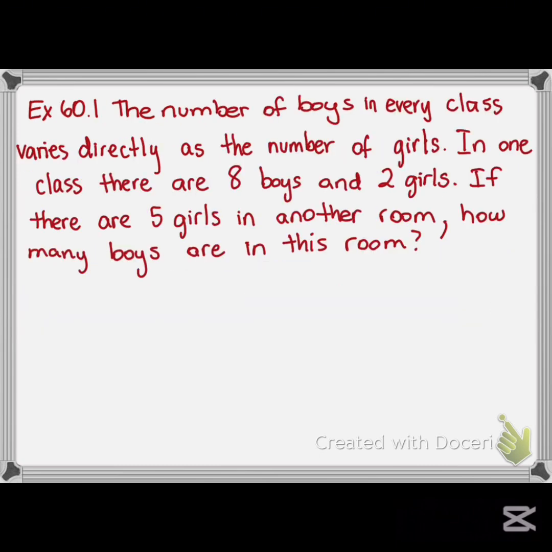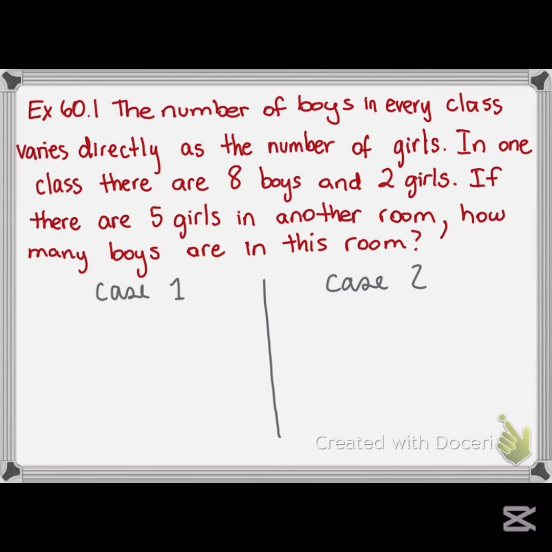Let's look at some examples. In this one, it says the number of boys in every class varies directly as the number of girls. In one class, there are 8 boys and 2 girls. If there are 5 girls in another room, how many boys are in this room? What you have to remember in these kinds of exercises is that you have two cases. The first class where there are 8 boys and 2 girls, and then the second class where we have 5 girls and we don't know the number of boys.